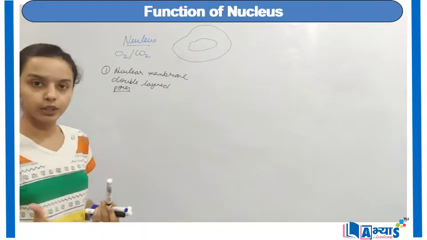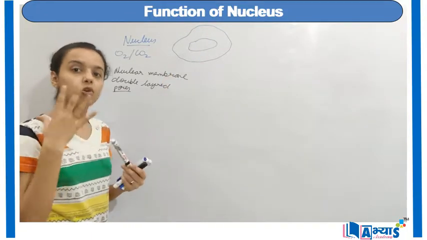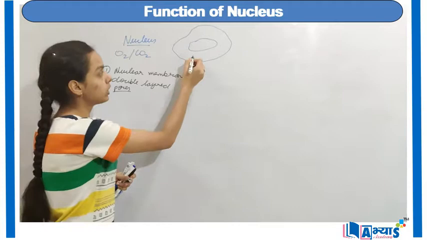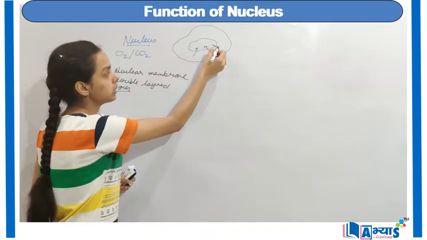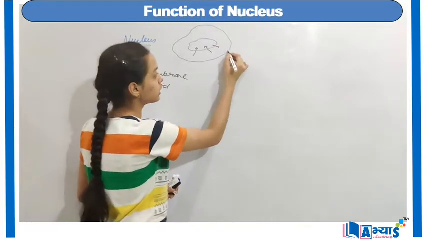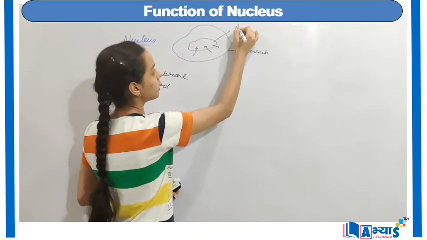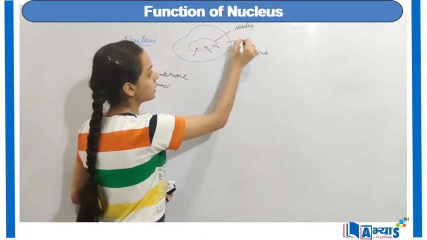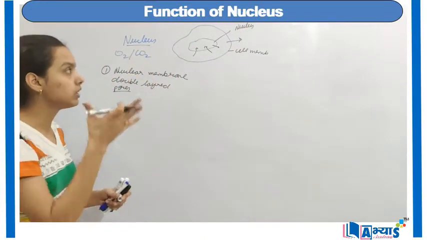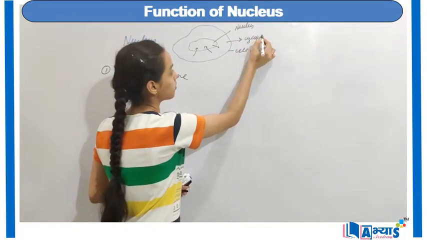Now what is the advantage of these nuclear pores? Because when we have the nuclear pores, or holes in the nuclear membrane, they allow the transfer of substances from the nucleus to the cytoplasm. You must know this is known as the cell membrane, this is the nucleus, and the substance between the nucleus and the membrane is known as cytoplasm.